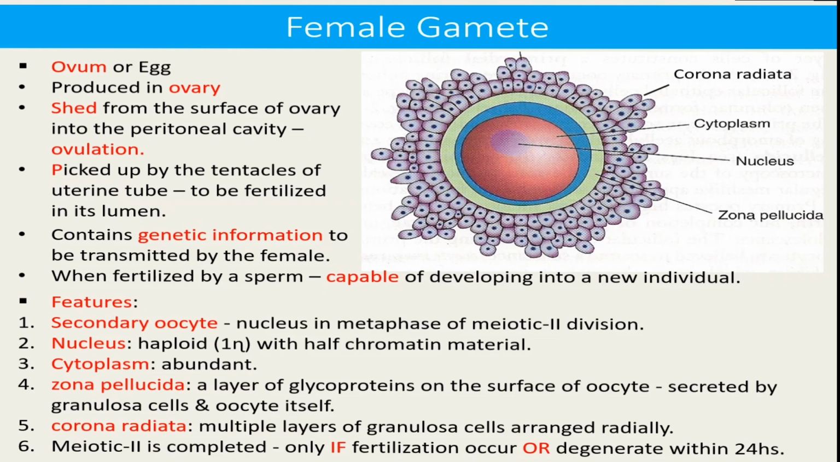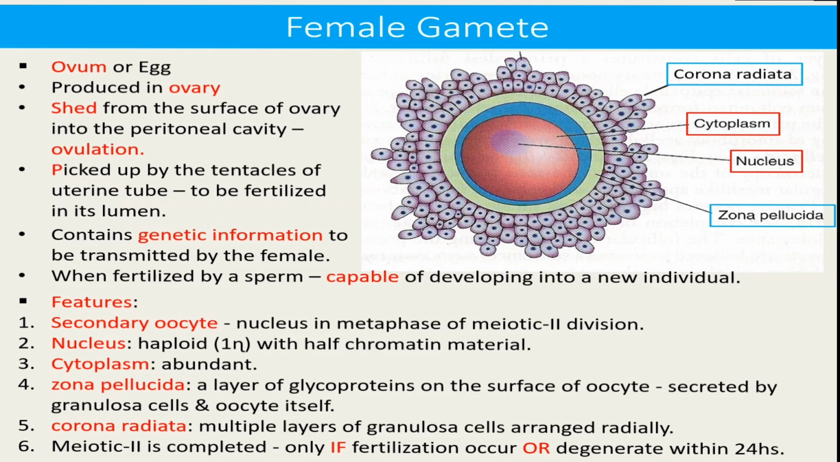The nucleus is haploid with half chromatin material, and it has abundant cytoplasm and a layer of glycoprotein on the surface of the oocyte, secreted by granulosa cells and the oocyte itself, named as zona pellucida. Outside the zona pellucida, the granulosa cells are arranged radially in multiple layers, and this condition is named as corona radiata.